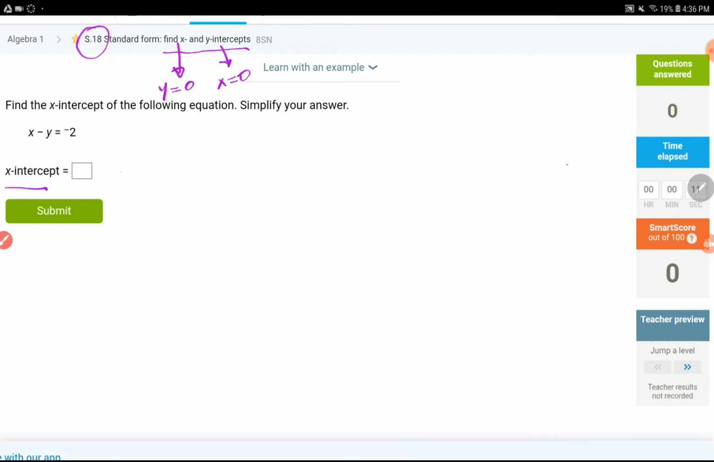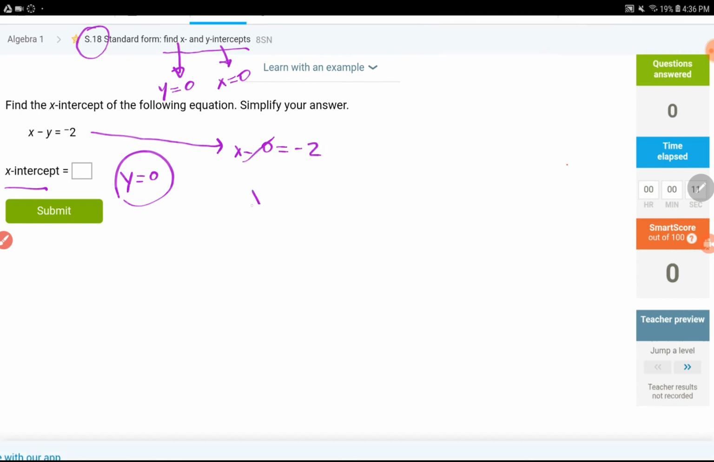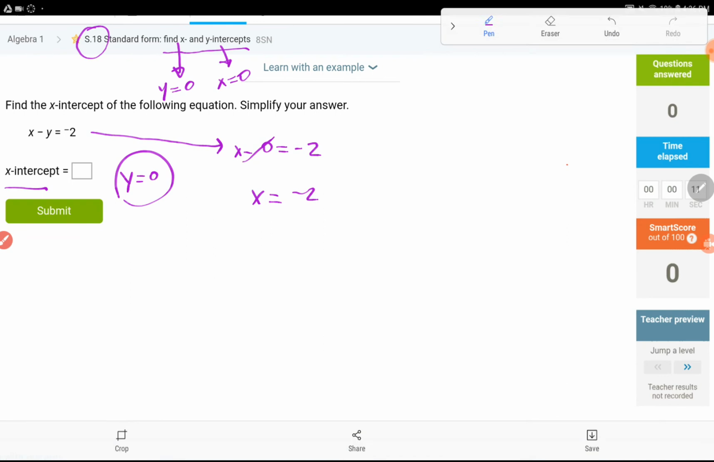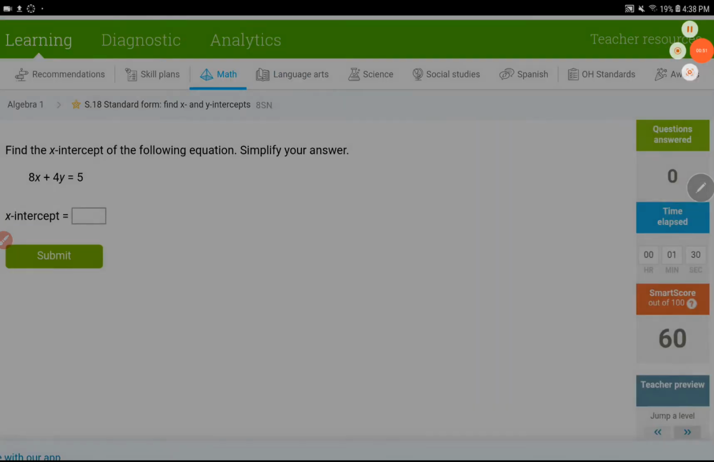If you're looking for x-intercept, plug in 0 for y. If you write that equation, x minus 0 equals -2. Solve it for x, which means add 0 on each side, or not, because 0 is not going to change anything in the equation. So that would be -2 for this question. I'll pause the video for a second to skip to the next level, guys.